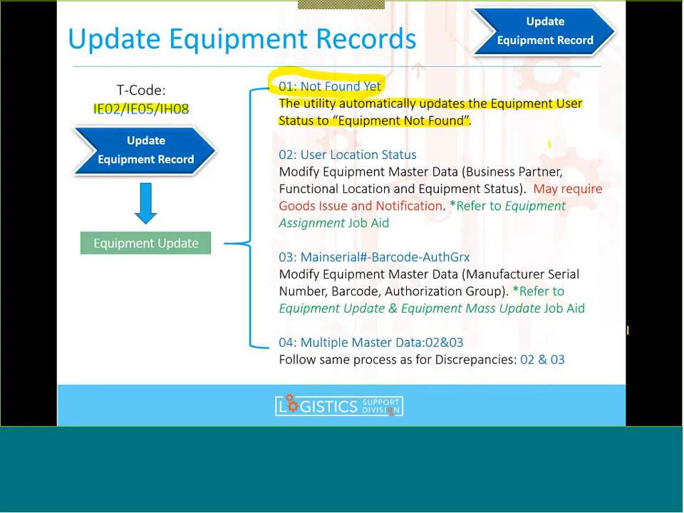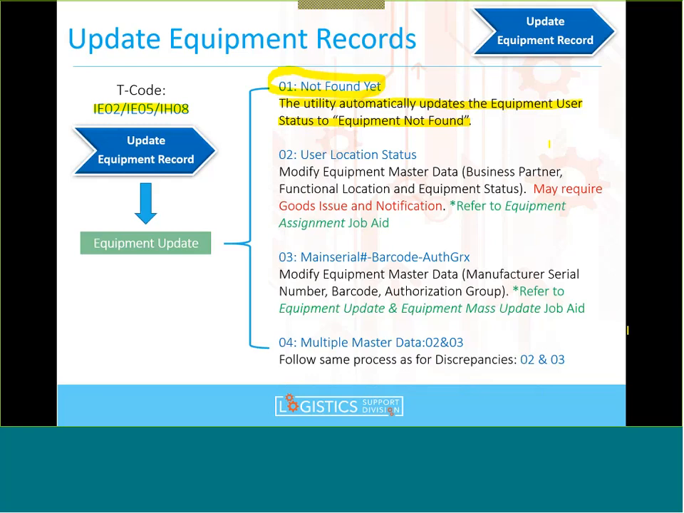So when the SD11 is looking at the list of equipments that have a status of equipment not found, that means those equipments have a discrepancy 1. And the SD11 will have to investigate if that equipment is actually not found, if it's lost or if it's misplaced. He'll have to search for it and follow the proper process.